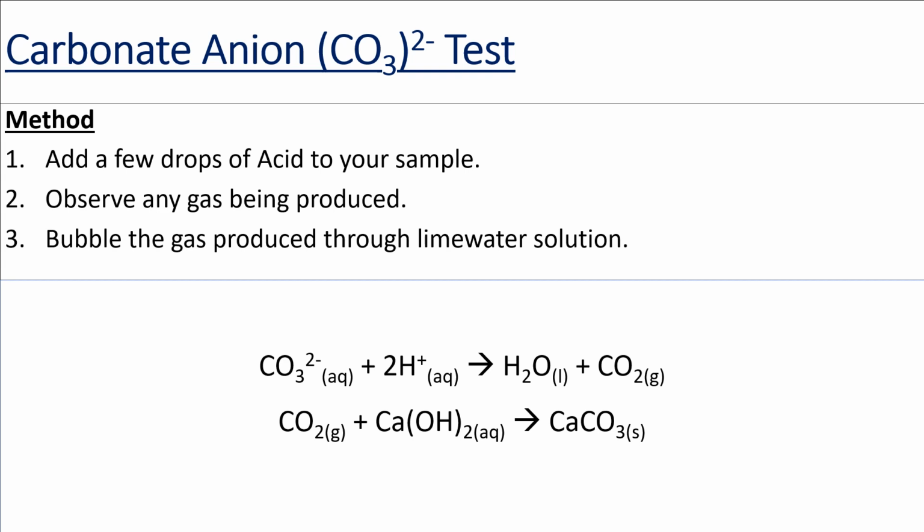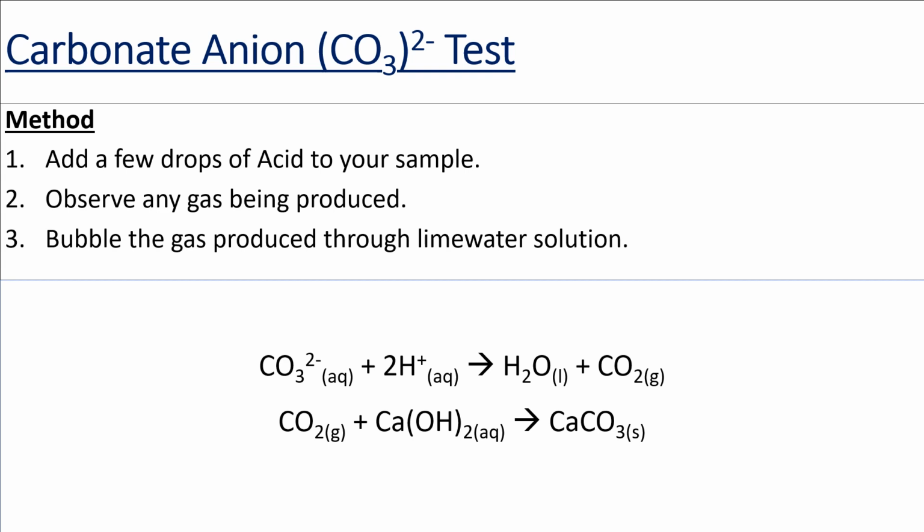Then you could go on to do your halide tests and your sulfate tests without having to worry about false positives from any insoluble carbonates that might be formed. So just to recap, you need to make sure that you know the halide tests with silver nitrate and the colors of their precipitates. Make sure you know the equations as well, the ionic equations for all of these tests.